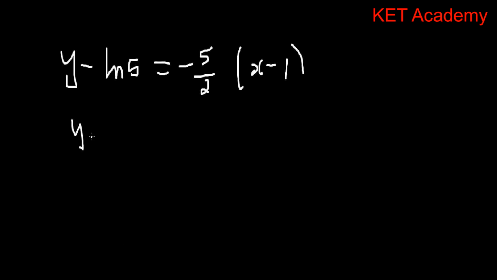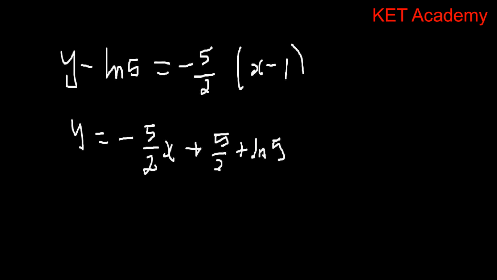So we have y now to be equal to minus 5 on 2 x plus 5 on 2 plus ln 5. So that's our result. So this is our final answer.